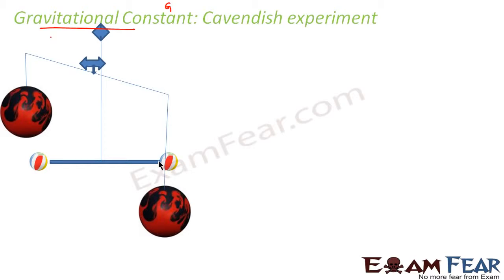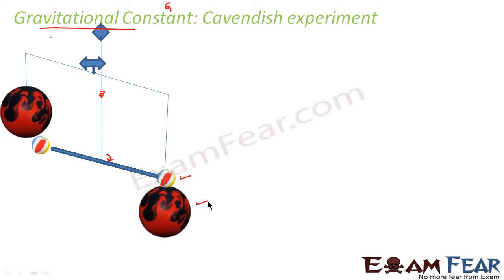Now what he observed was, these two small balls got attracted towards the bigger balls, and this wooden plank started rotating. It rotated to some extent. As a result of this rotation, this thin thread also started twisting. Why? It happened because of the force of gravitation between this ball and this ball, and similarly between this ball and this ball. So this was the experiment which Cavendish performed.